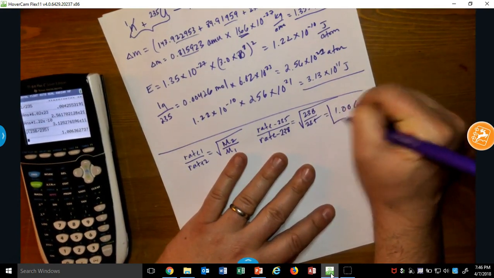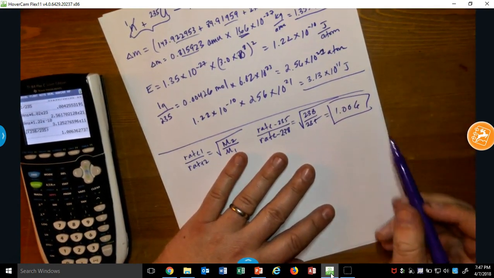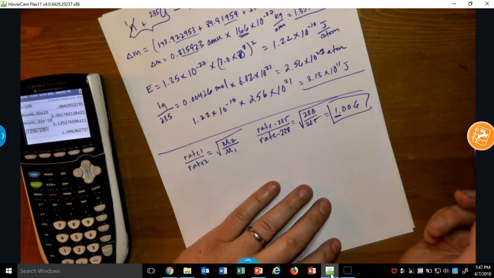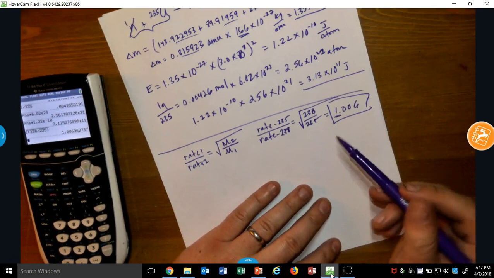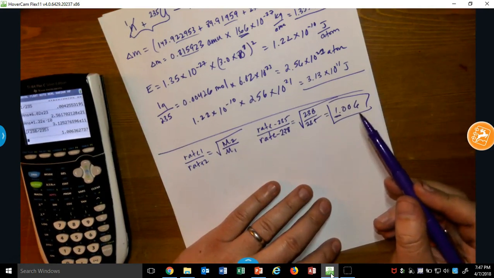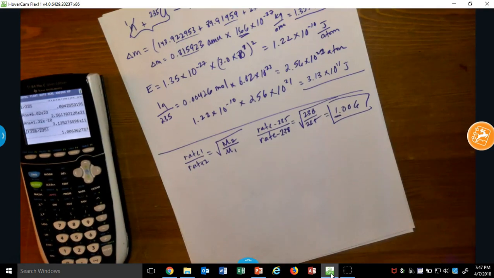And we see that the ratio of the rates of diffusion is 1.006. That's very, very close to 1. And that explains why we have to centrifugate the UF6 so many times to separate out the two isotopes, because there's really not that much difference in the way they move.